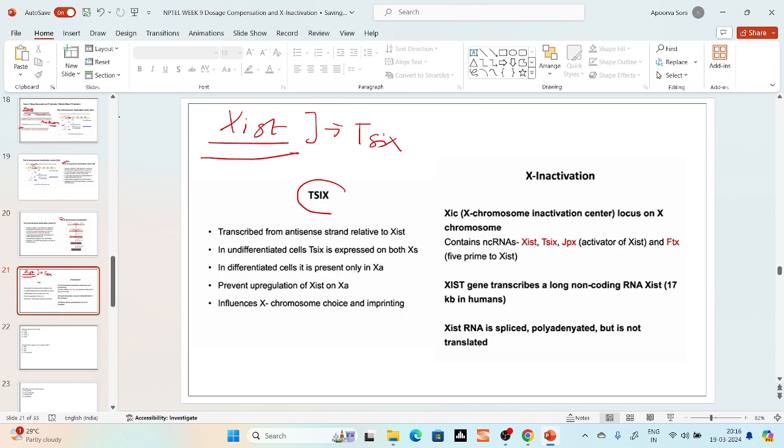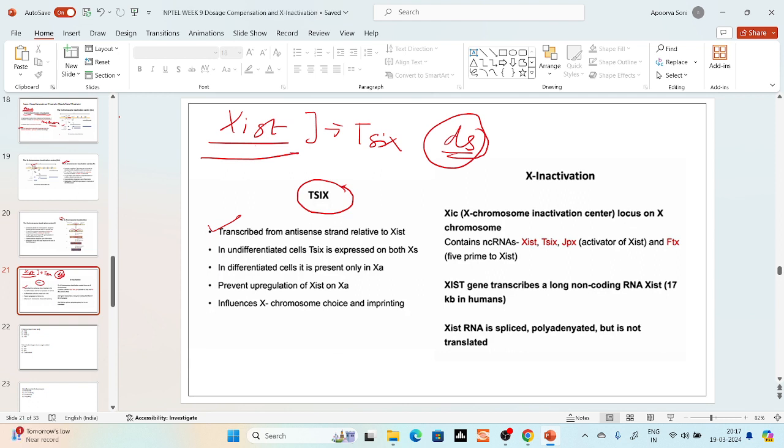Tsix has an antisense RNA, so it binds with the Xist long non-coding RNA, and both of them then form a double-stranded structure, and therefore Xist cannot perform its function. So what is the function of Tsix? It is transcribed from the antisense strand. In undifferentiated cells, Tsix is expressed on both of the X chromosomes; in differentiated cells, it is present in only one. It prevents upregulation of Xist on the activated X chromosome and influences X chromosome choice and imprinting.